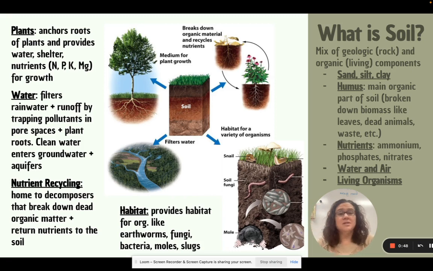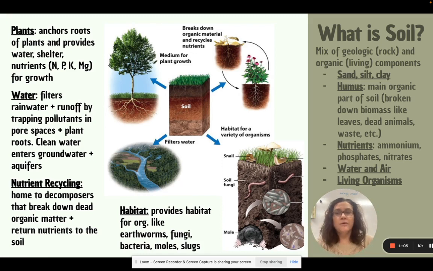We have humus, which is organic material that comes from dead and decaying things that have been added. You've got tons of nutrients, right? From phosphates to nitrates. You remember those from those cycles. There's water, there's air, there's living things in there. Like it is its own ecosystem and it is hugely important.